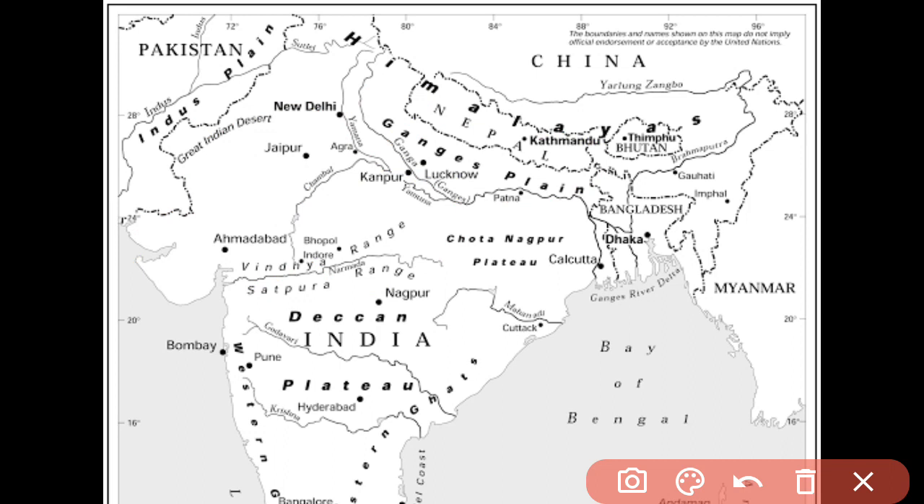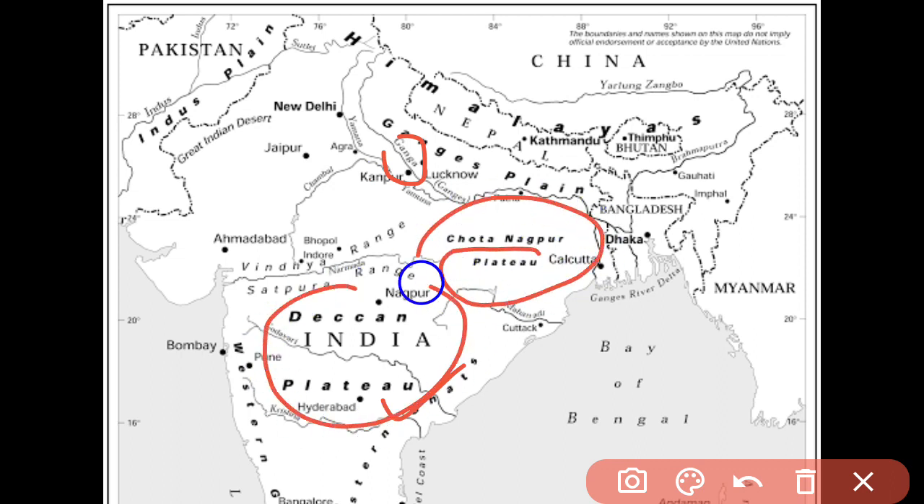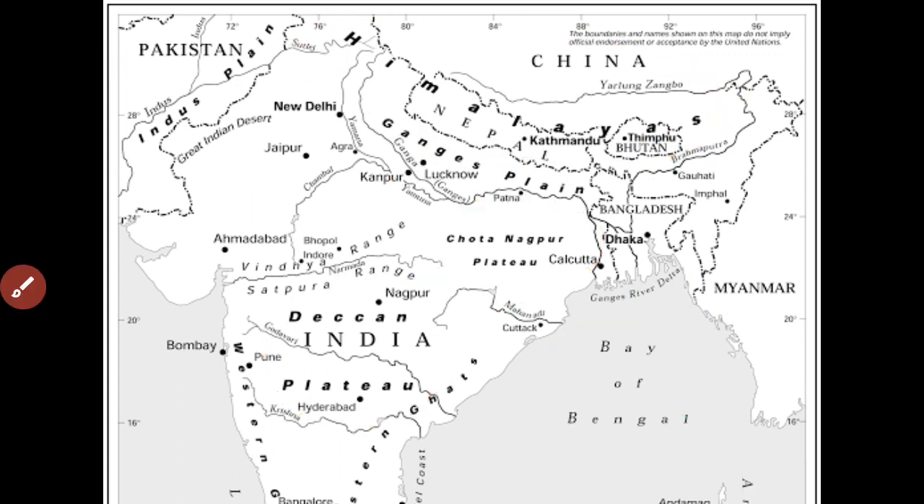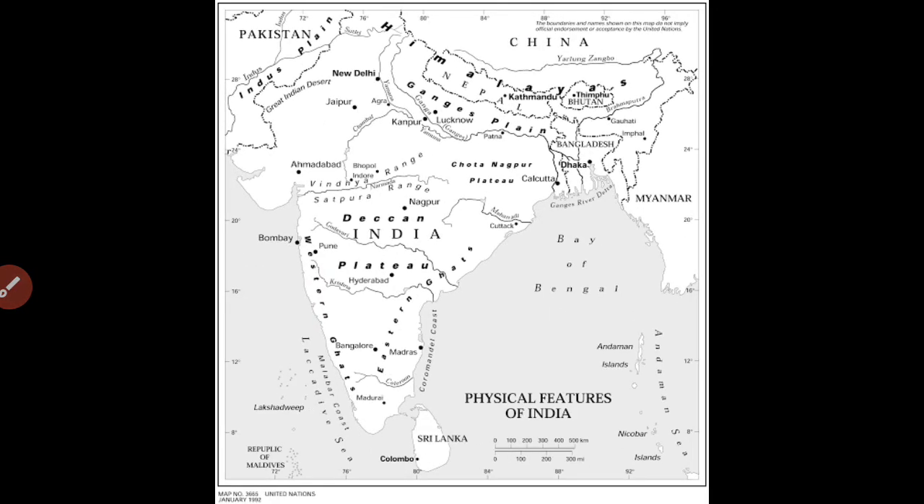Only the different plateaus, the different rivers. For example, this Ganga river and this plateau, the Chota Nagpur plateau, here the Deccan plateau, and this Bay of Bengal, here the Himalaya. You can see these types of regions have been located in this physical map of India. So this is the difference between the physical and the political map of India.